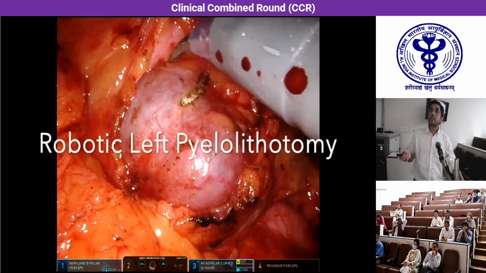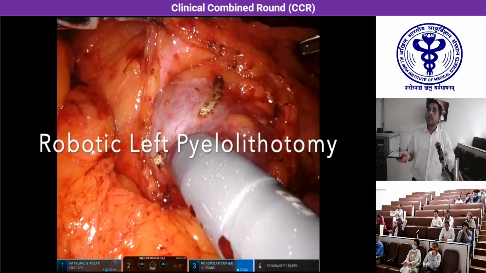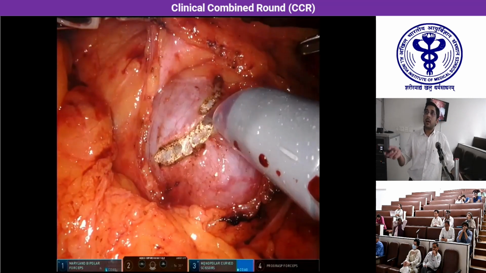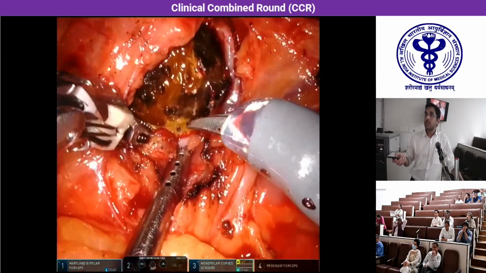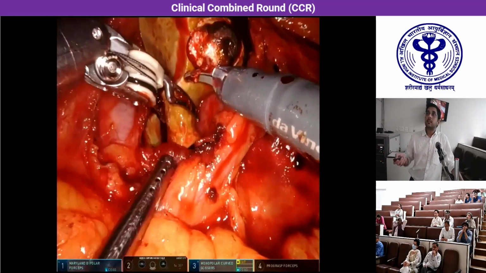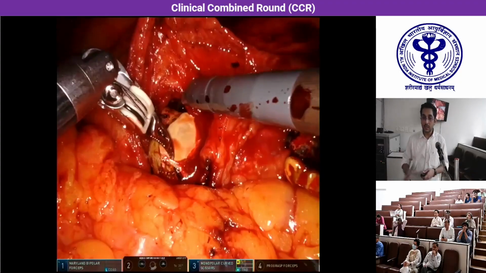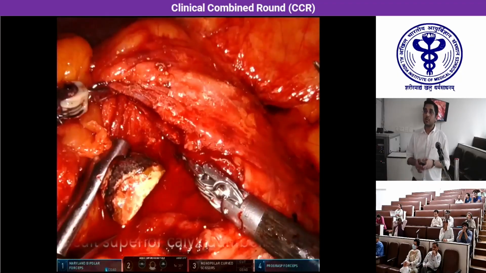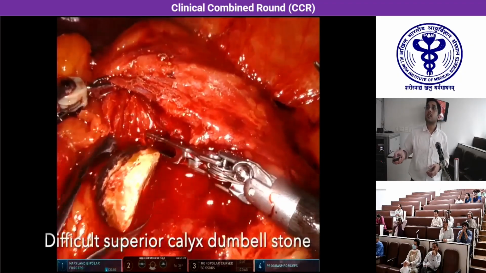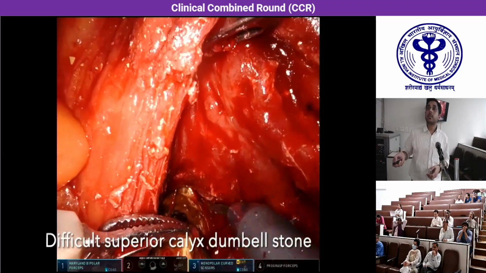So we started off with the pyelotomy part, and the initial part of the stones, they quite easily come out. This is not really a problem. And the reason to demonstrate this video is because this part of the stone, that was a dumbbell stone, we were unable to take out from the superior calyx.